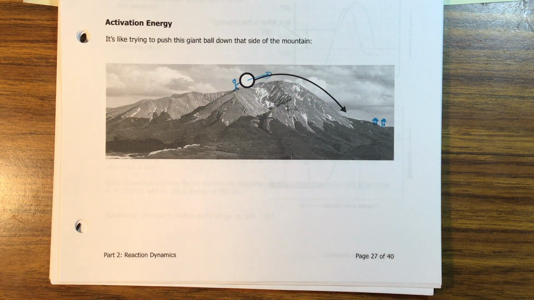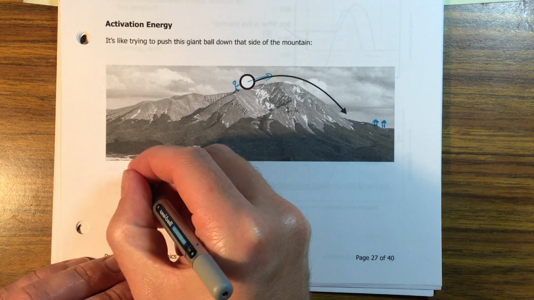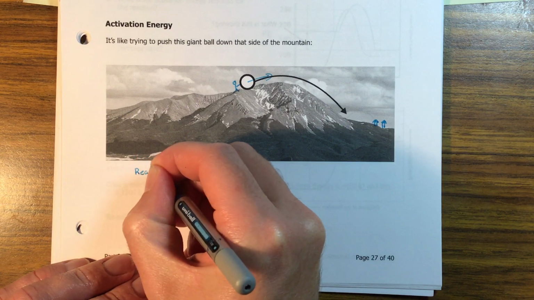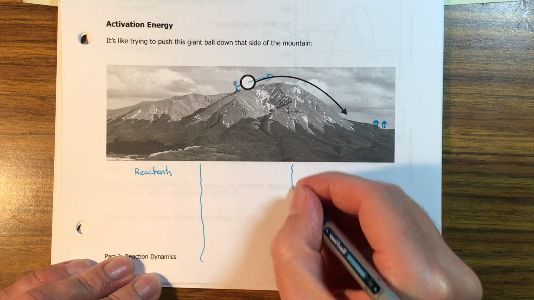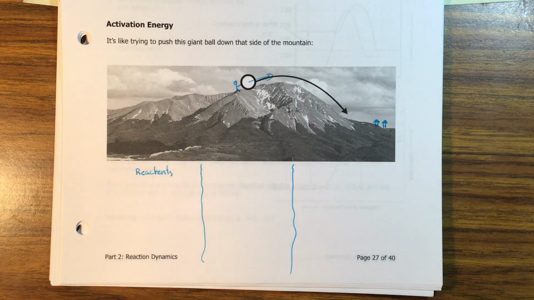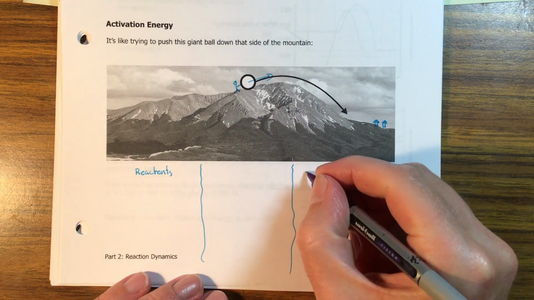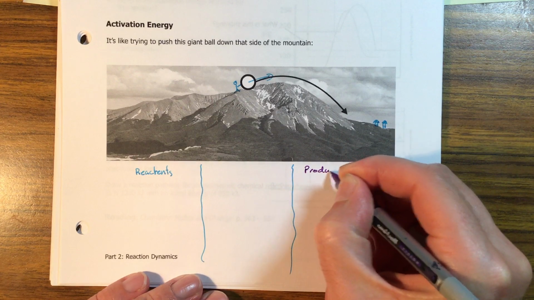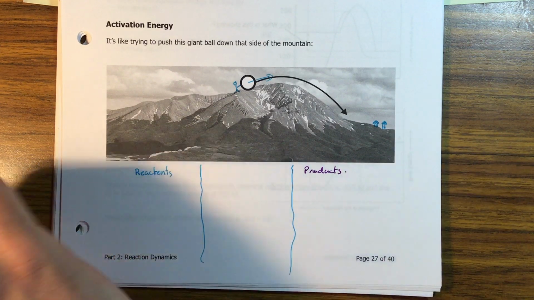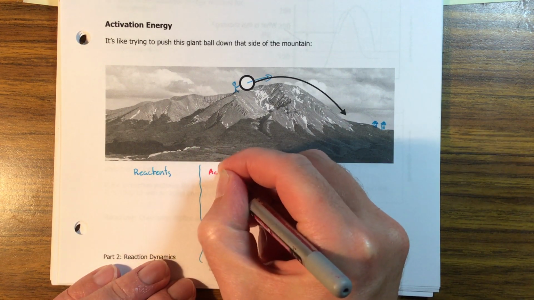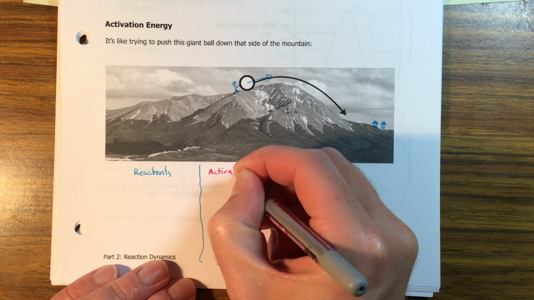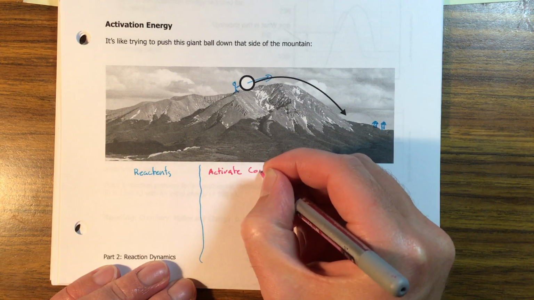All right, so we've got 3 stages of a reaction. We have our reactants. Then way on this side, we have our products. In the middle, we have this intermediate step, and there could be many intermediate steps, the activated complex.